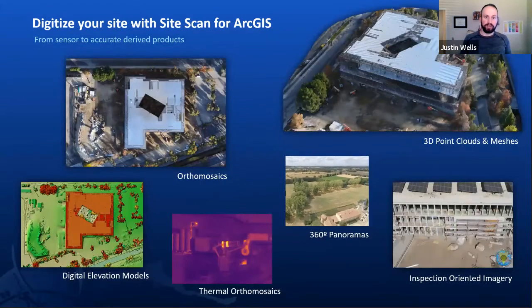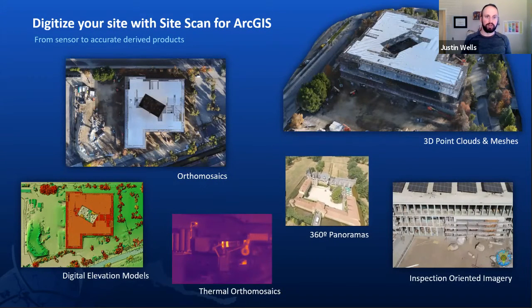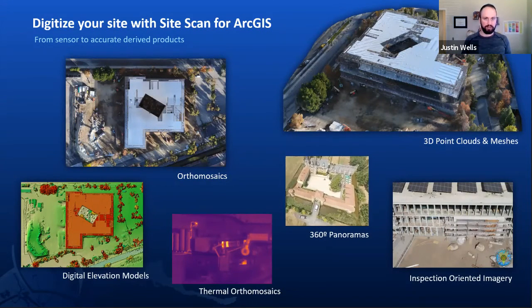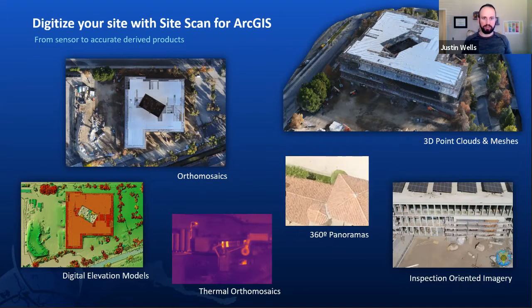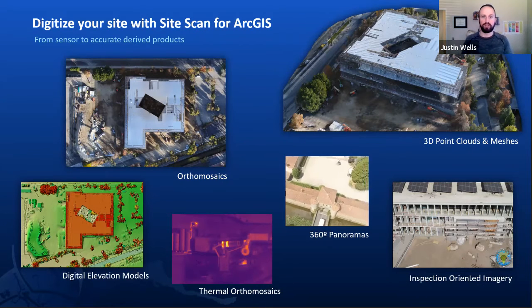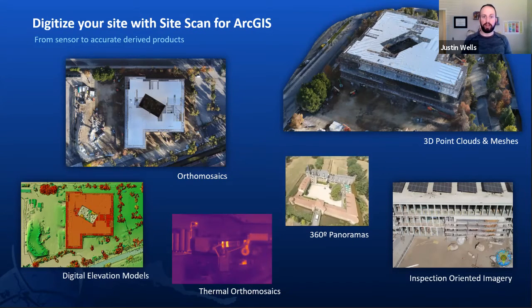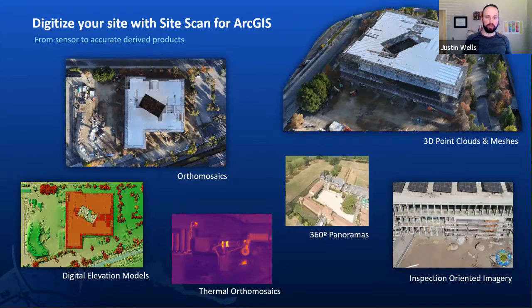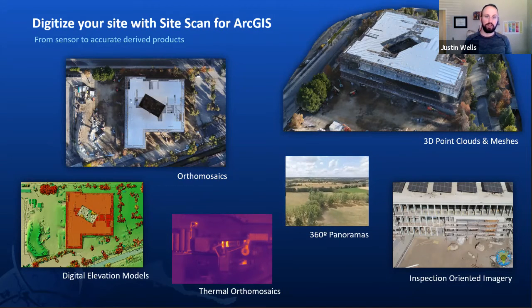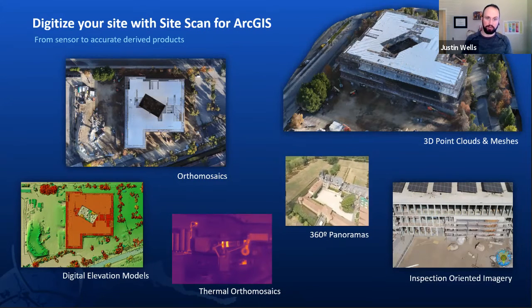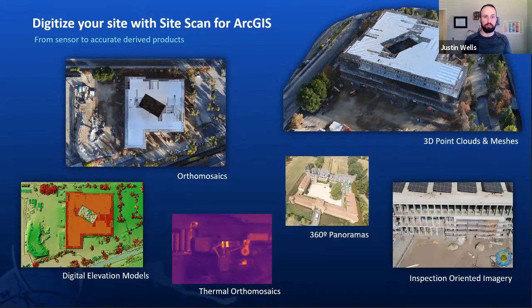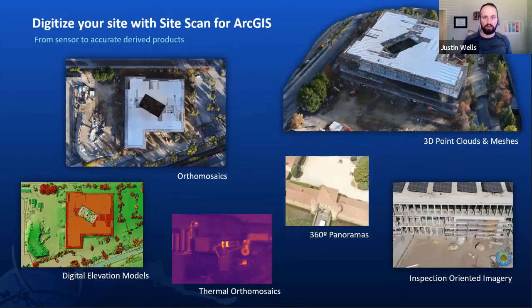And when we say process, I want to define this really quickly. So we're talking about taking those overlapping drone images or video and creating orthomosaics, digital elevation models that includes terrain and surface models, thermal and near infrared multispectral orthomosaics, 3D point clouds and 3D meshes, inspection oriented imagery, and even 360-degree panoramas, making those easy to share for inspection.